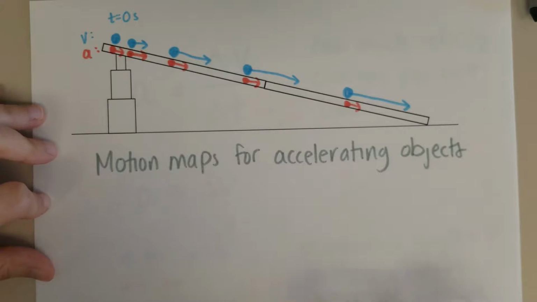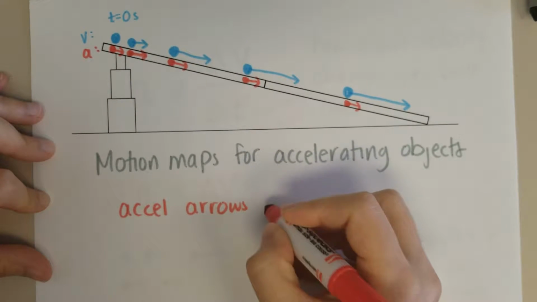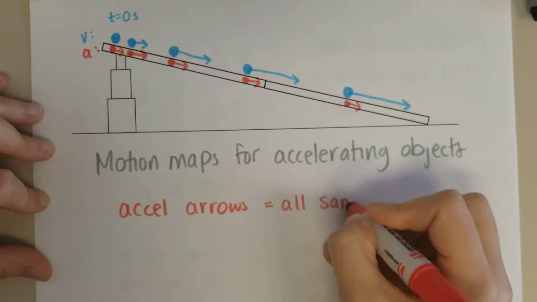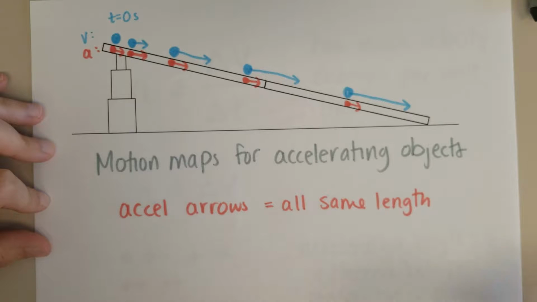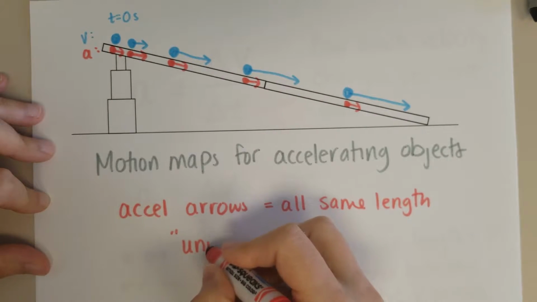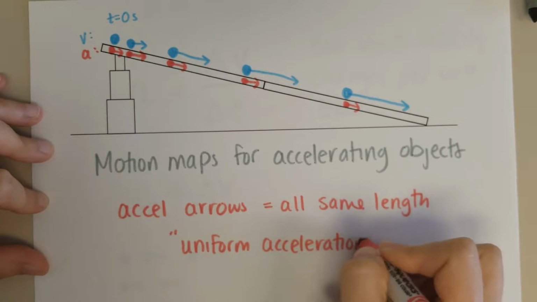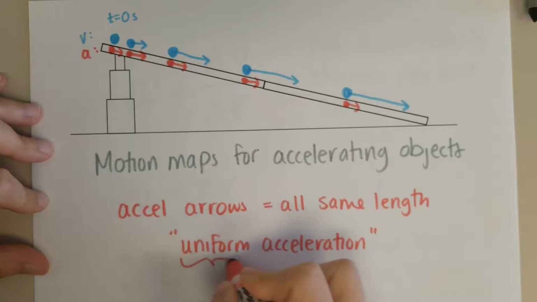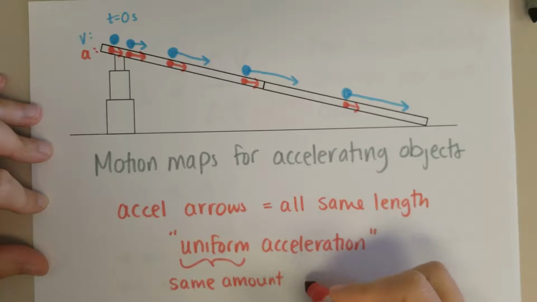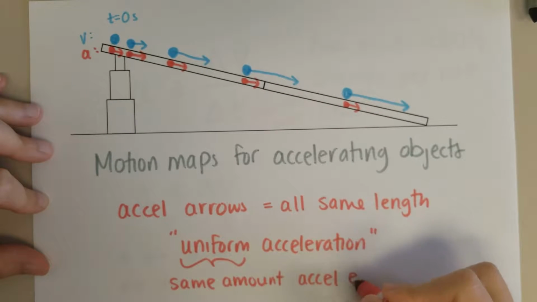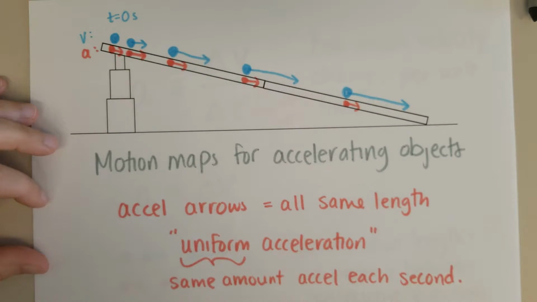Now, one thing that you may notice is that my acceleration arrows are all the same length. And this is because our car on a hill is experiencing something called uniform acceleration, meaning it has the same amount of acceleration every second. Okay, and that's why we see arrows of equal length.